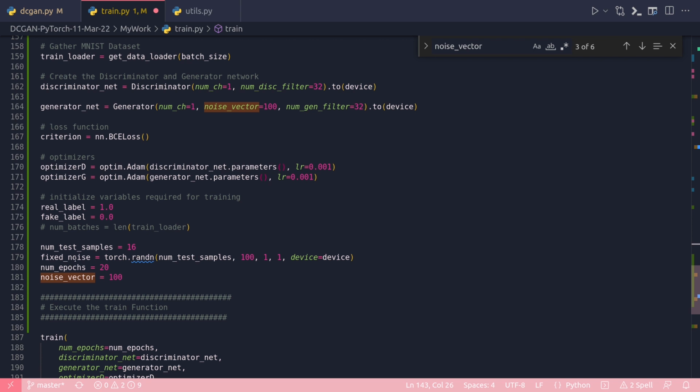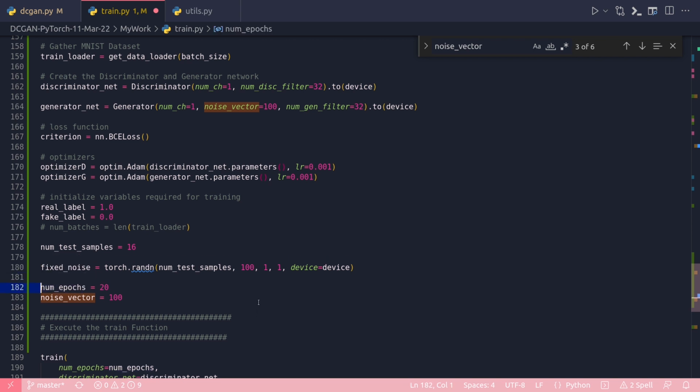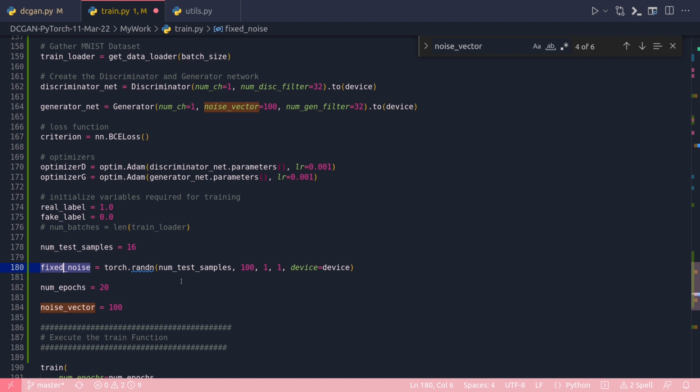And fixed noise, this is the noise variable that I'm creating with torch.randn. Number of epochs, I was testing initially with 20, but I would suggest if you keep it at something like 50, you will see really good images. That is, the fake images produced by the generator will almost look like real MNIST images. And the noise vector, obviously, as per the paper, it has to be a 100 element vector. That will be fed into the very first layer, the generator input.